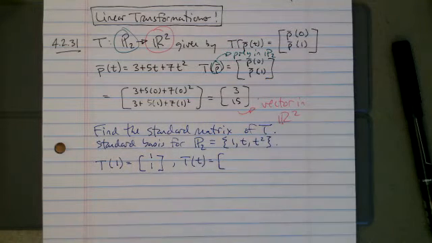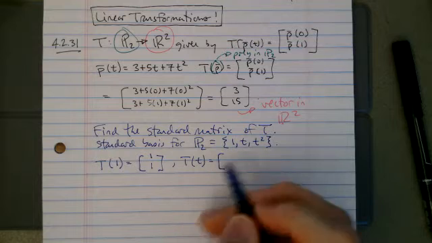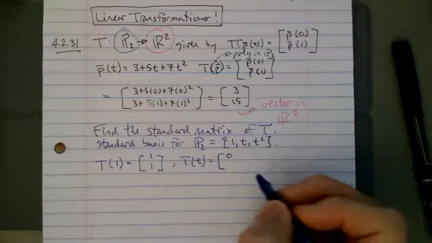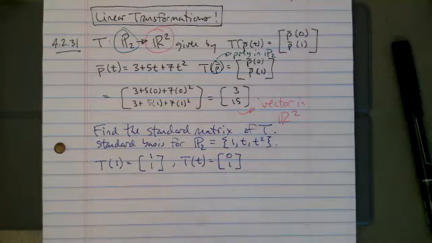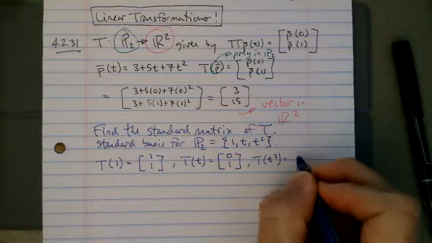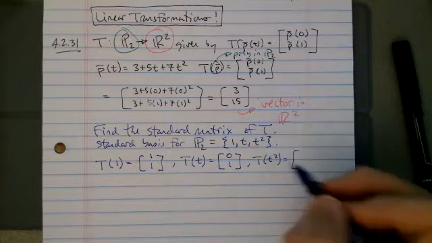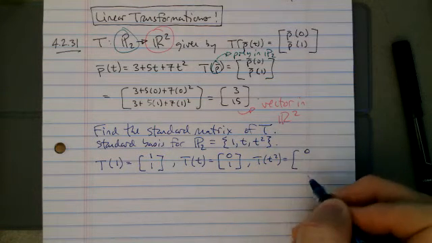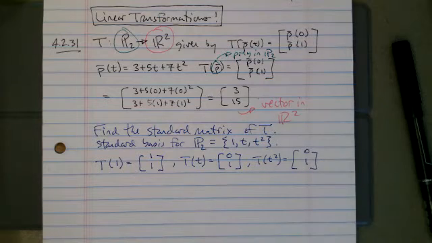Let's find the image of t under this map. We plug 0 into this polynomial, we get 0. We plug 1 into this polynomial, we get 1. And then we map t squared. The image, we plug in 0 into this polynomial, we get 0. We plug 1 in, and we get 1. So the standard matrix of the transformation is 1, 1, 0, 1, and then 0, 1.